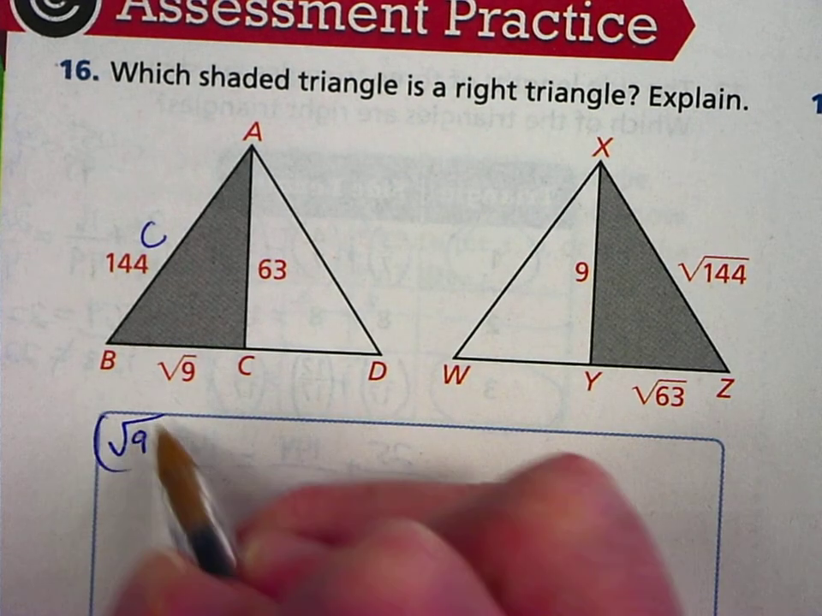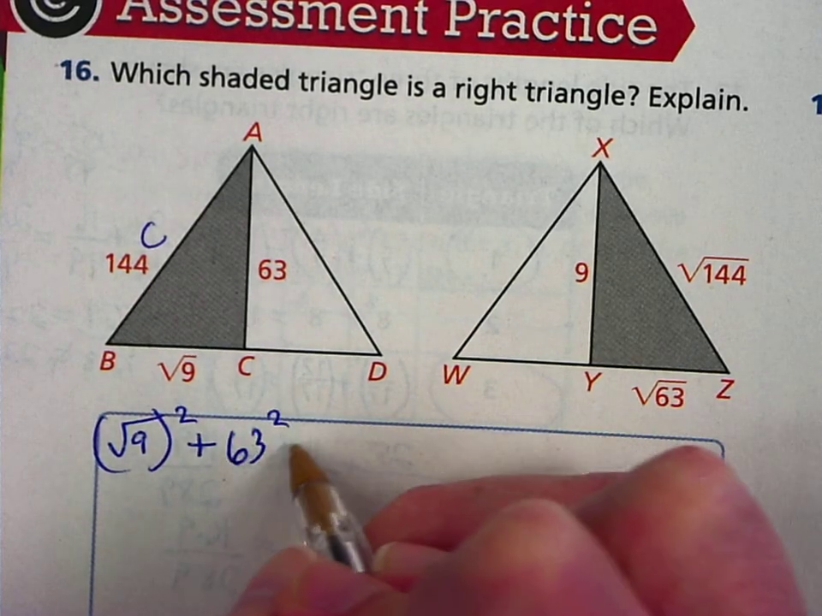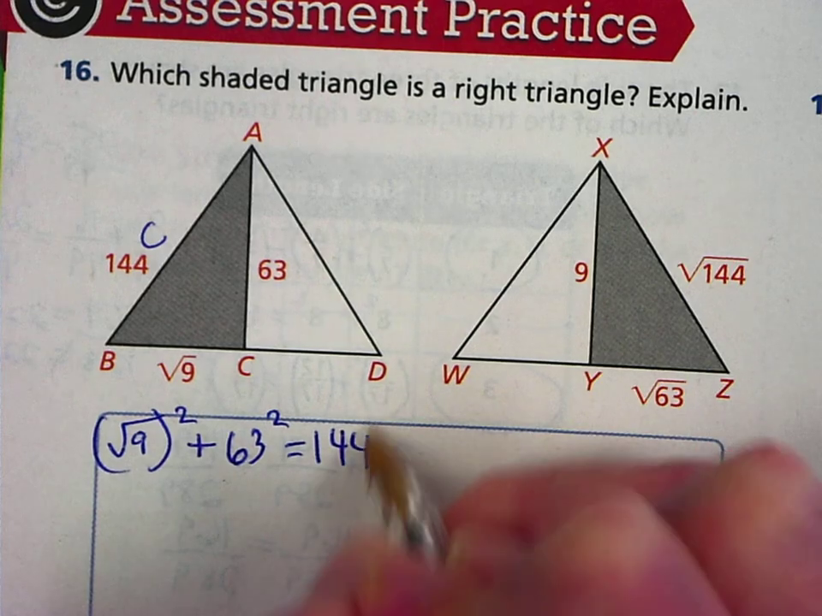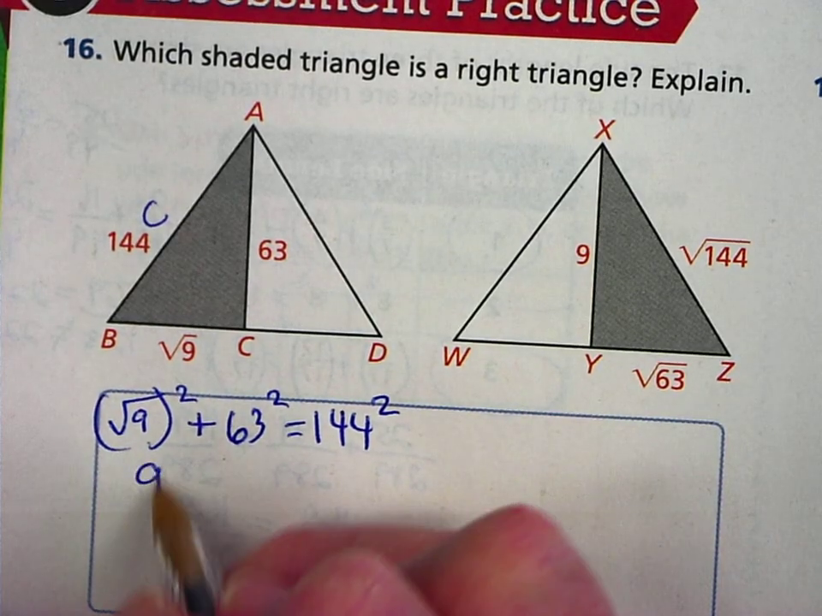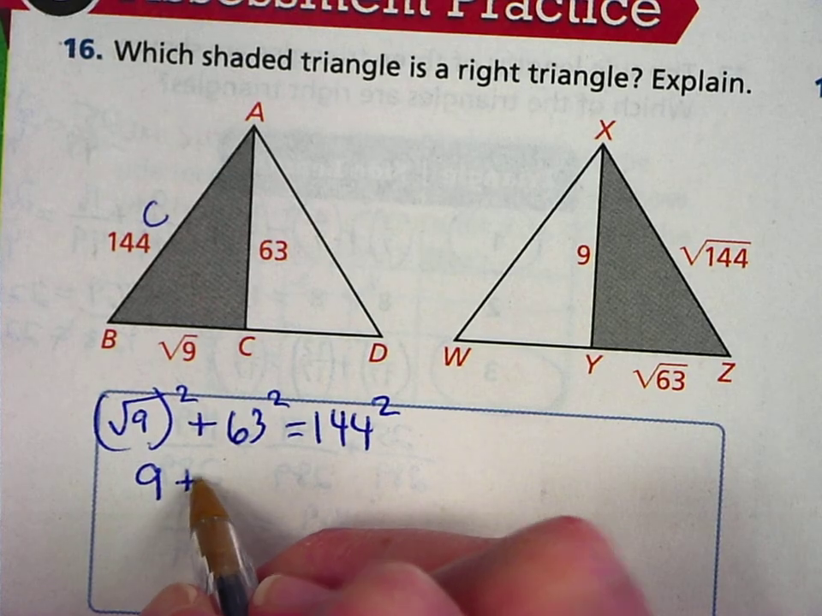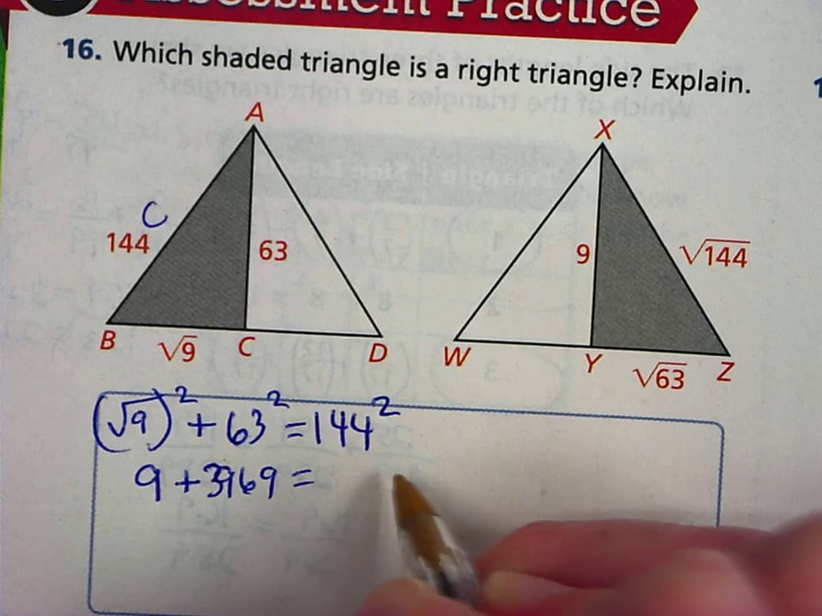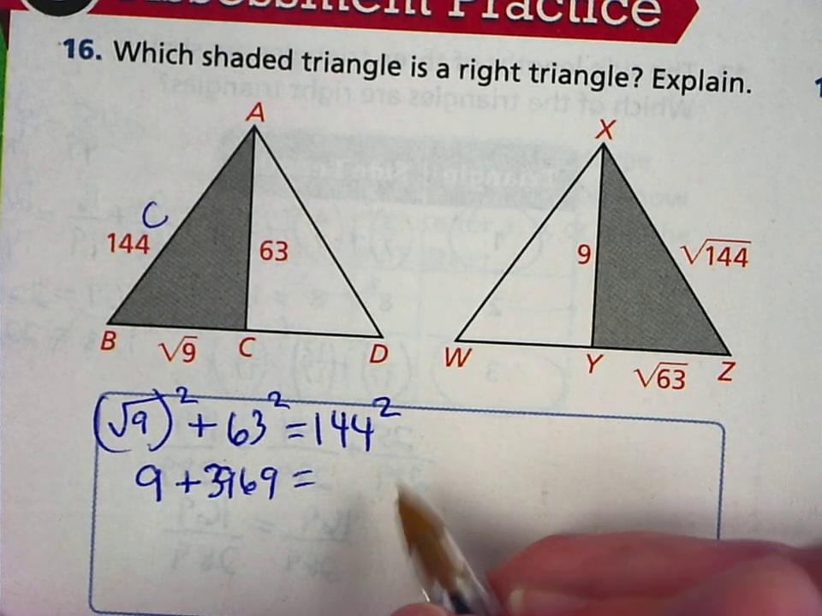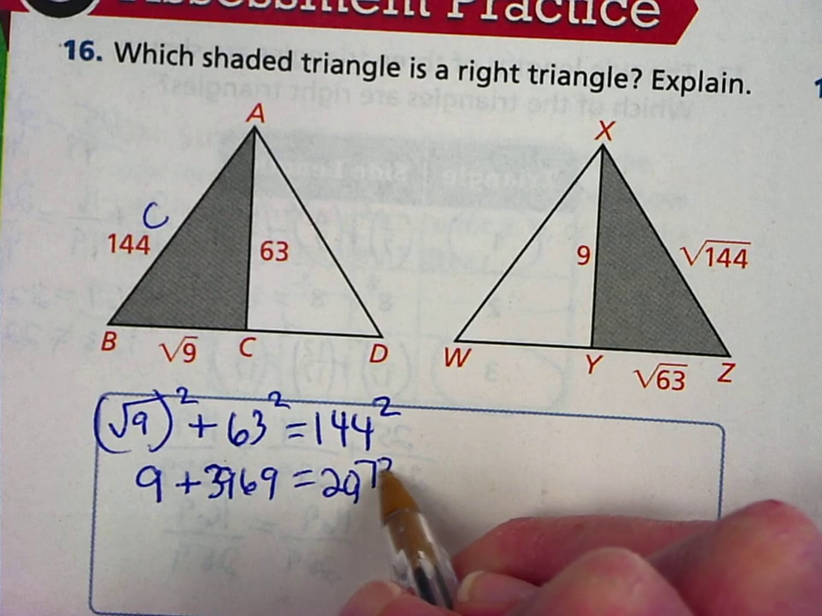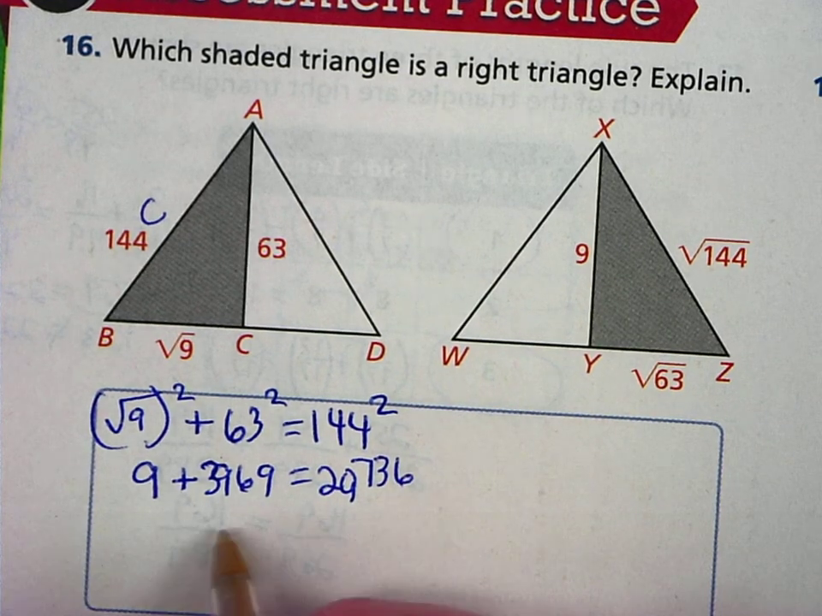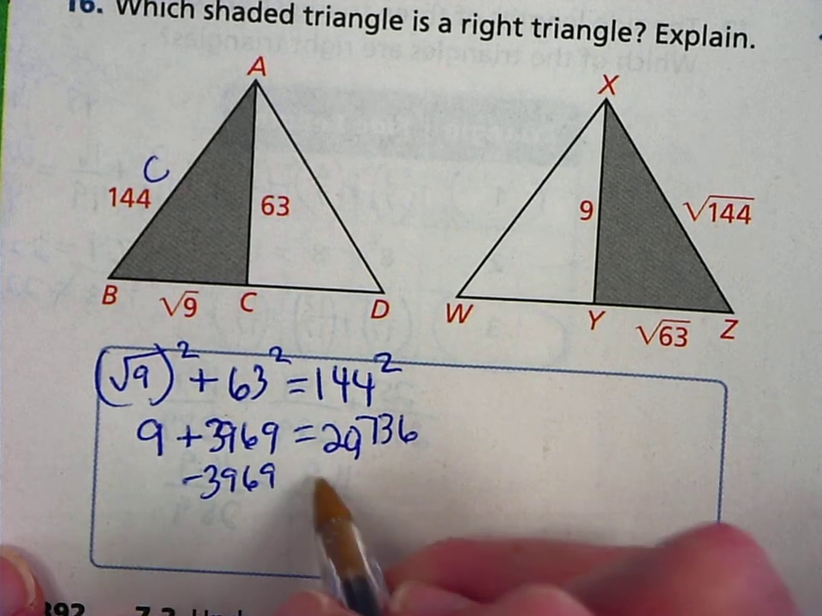So the square root of 9 squared, A squared plus B squared, 63 squared equals 144 squared. Let's see. Square root of 9 times the square root of 9 is 9. 63 times 63 is 3,969. 144 times 144 is 20,736.